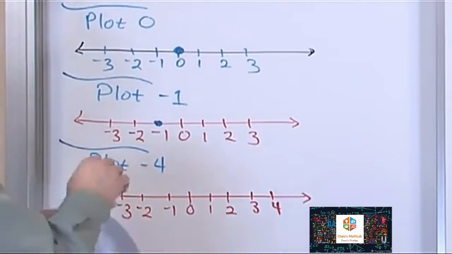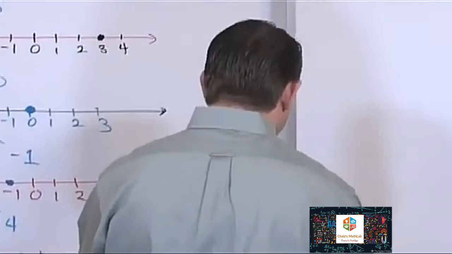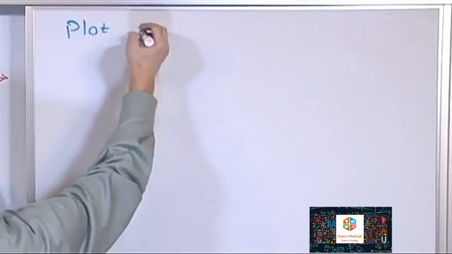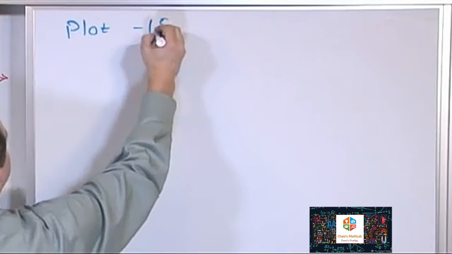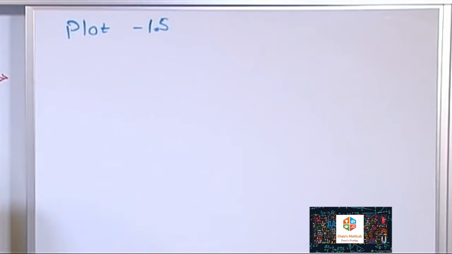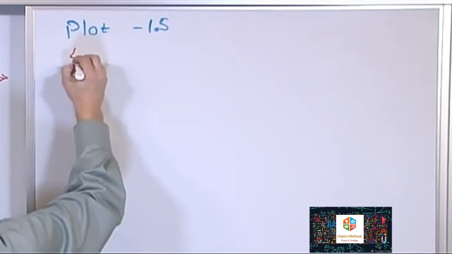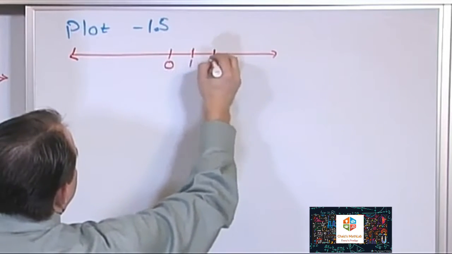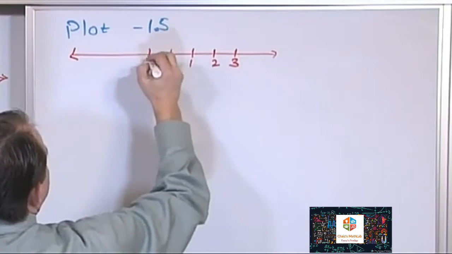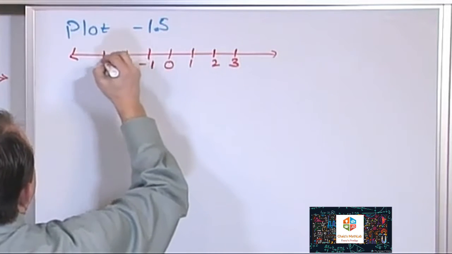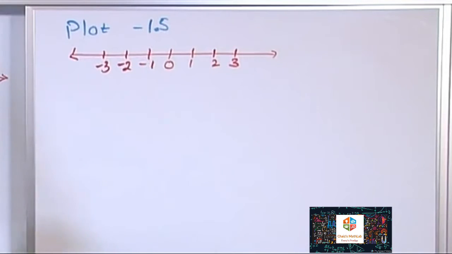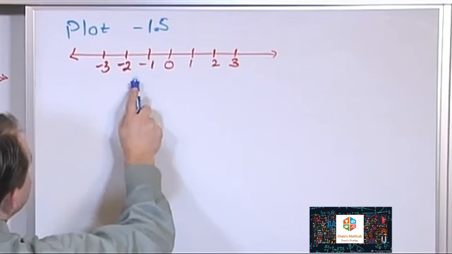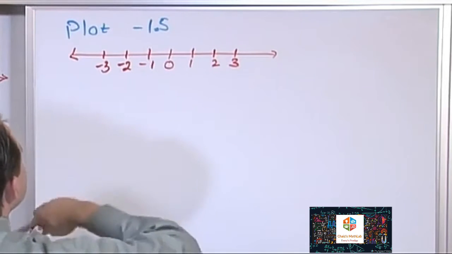Now, what if we wanted to plot negative 1.5, which is something you'll probably be asked to do. So it's the same kind of thing. You always first draw your number line. 0, 1, 2, 3, negative 1, negative 2, negative 3. Now, where is negative 1.5? Here's the number negative 1. Here's the number negative 2. Negative 1.5 is somewhere in the middle there.